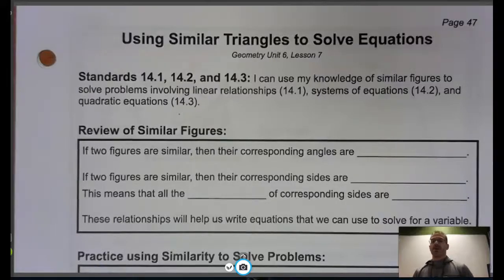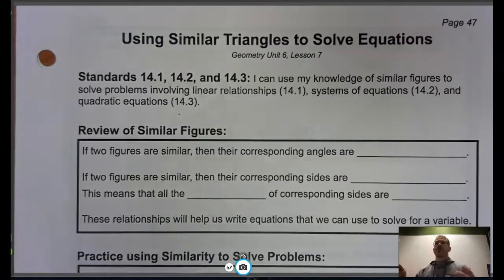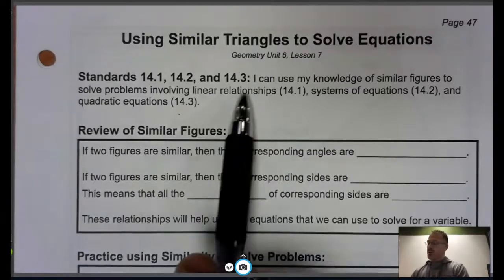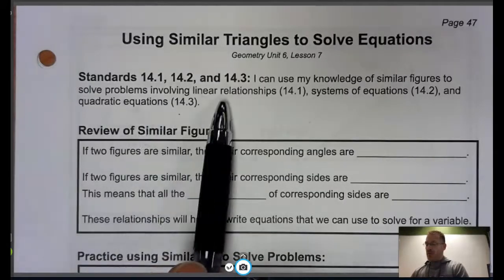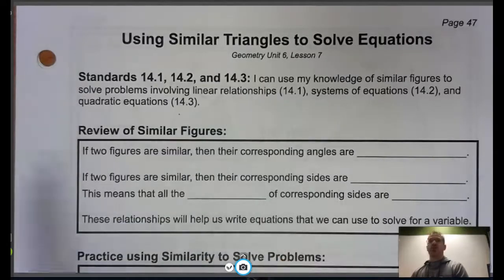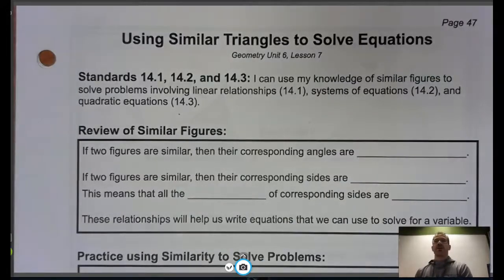All right, so let's take a look at our next lesson here, Unit 6, Lesson 7, using similar triangles to solve equations. Now, what you're going to see is this is really similar to a lesson we did 2 or 3 lessons ago when we used similar figures to solve equations. So the ideas are the same, right? We're going to use these relationships that we know to solve problems involving linear relationships, systems of equations, and quadratic equations. And we are on page 47.